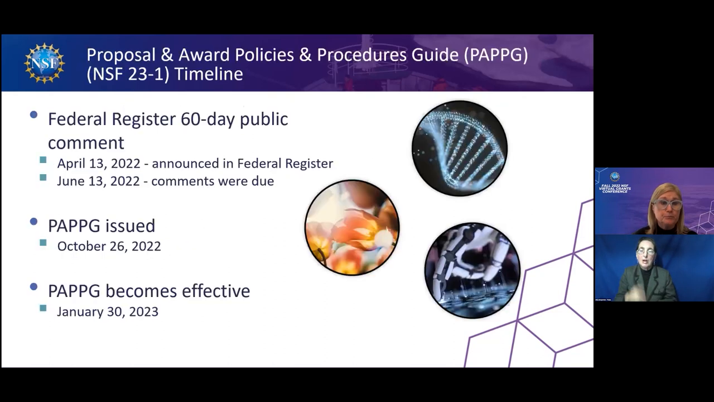Next slide, please. Well, let's talk about the timeline for the PAP Guide. Many of you may be aware of NSF's process, but if you're not, let me briefly explain it to you. NSF follows the requirement that we publish as part of the Paperwork Reduction Act that is run by the Office of Management and Budget, a comment process that allows the community to take a look at what our proposed changes are before the document hits the street so that the community can provide any comments that they may have on how a proposed policy may impact their community.